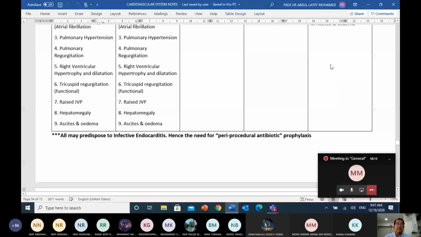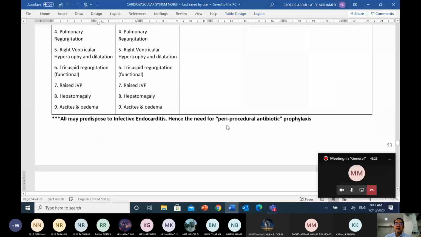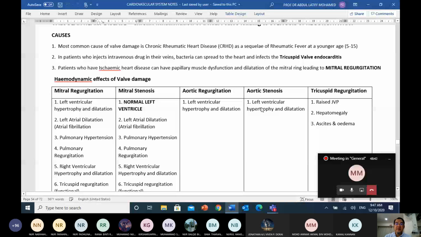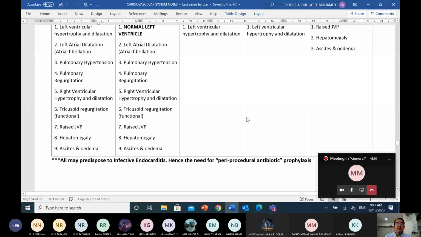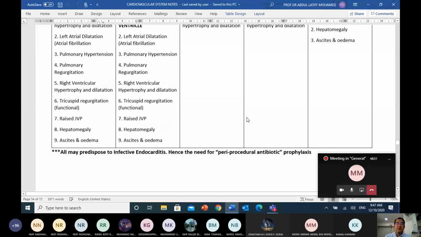So all the valvular heart disease may predispose to infective endocarditis. So we need to have peri-procedural antibiotic prophylaxis. Okay. So remember, this page is not in your notes. I have just written it for the purpose of this lecture. If you want it, I can give it to you. But if you have already written the notes, well, you don't need it anymore.